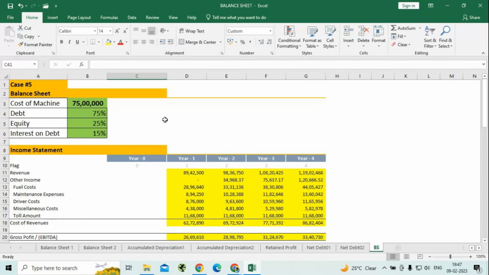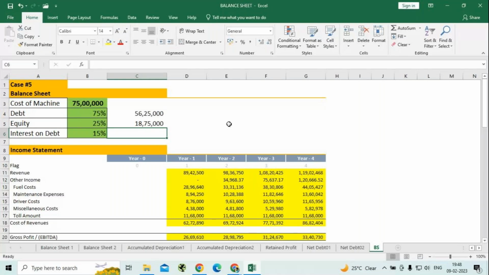But here it says that the capital you have brought comes in two formats. One is 75% of the value, which you have brought as debt. That means you have taken a loan on it. So the 75% is nothing but 75 lakhs into 75%, which is 56 lakhs 25,000 rupees of debt, and the remaining is cash, so this into 25%.